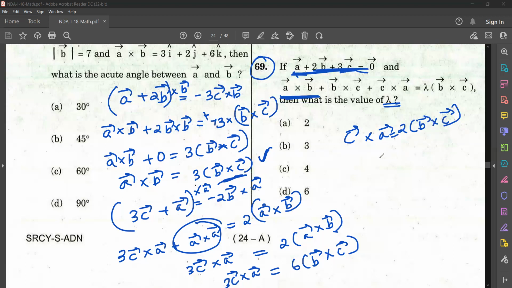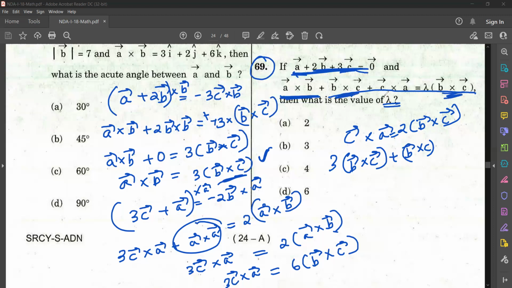Now what I can do is substitute in this question so that I'll get the value. So I'm going to substitute one by one. First is A cross B. A cross B I got as 3 into B cross C. Then next is B cross C. B cross C I'm keeping like that because I need B cross C here also.